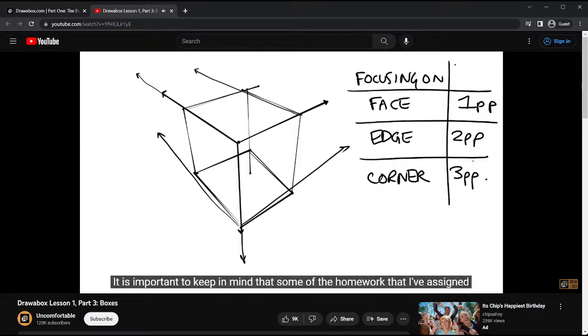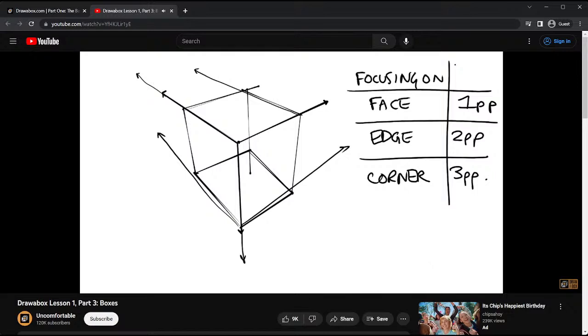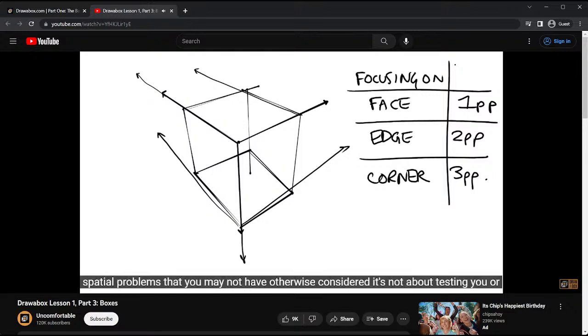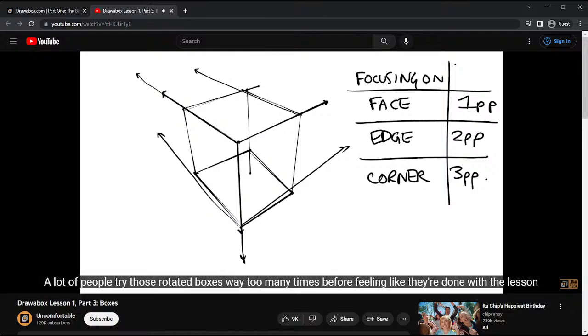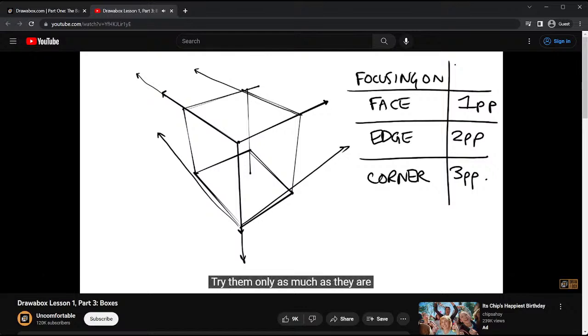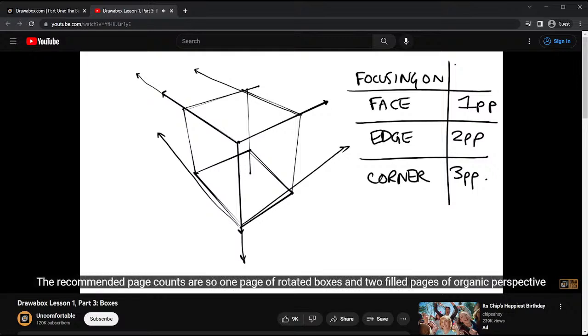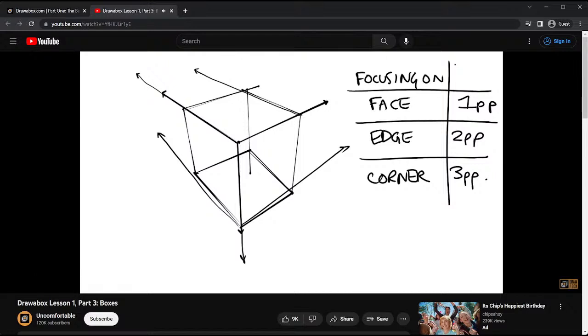Also, it is important to keep in mind that some of the homework that I've assigned, specifically the rotated boxes and organic perspective boxes exercises, are actually meant to push you to think about spatial problems that you may not have otherwise considered. It's not about testing you or getting you to get it right. A lot of people try the rotated boxes way too many times before feeling like they're done with the lesson. Try them only as much as the recommended page counts are. So 1 page of rotated boxes and 2 filled pages of organic perspective.